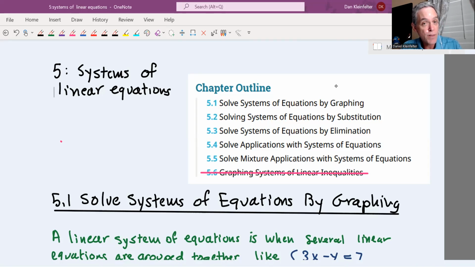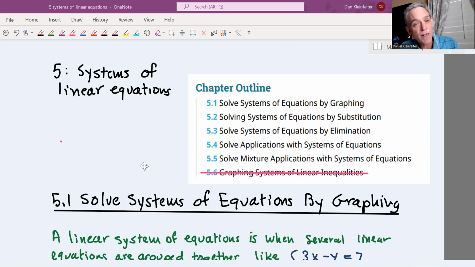So chapter 5, systems of linear equations. 5.1 says solve systems of equations by graphing. Then systems of equations by substitution, then by elimination. So we need to know what a system of equations is. Once we know what that is, in the first section, we solve them by graphing. The second section, we solve them by substitution, and then by elimination. So once we know what a system of equations is, we learn a couple of different ways of solving them.